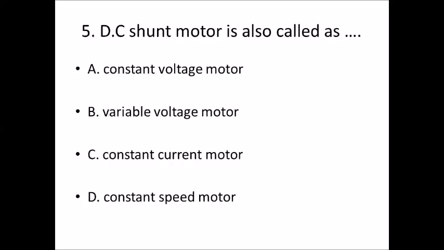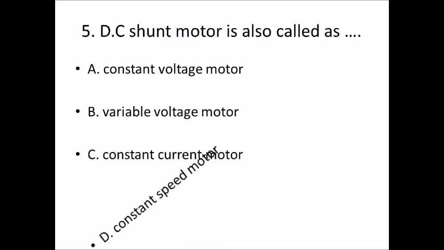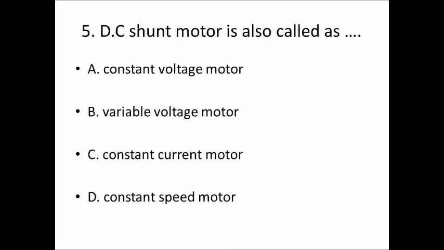Fifth bit. DC shunt motor is also called as dash. Option A, constant voltage motor. Option B, variable voltage motor. Option C, constant current motor. Option D, constant speed motor. Answer guess cheyandi. Answer వచ్చేసి option D, constant speed motor.